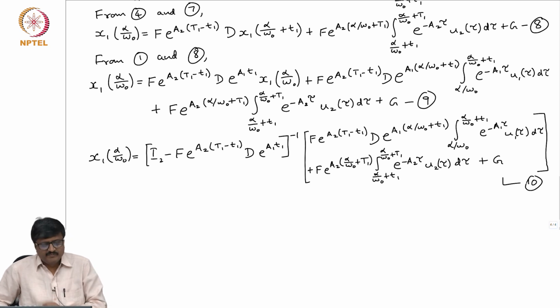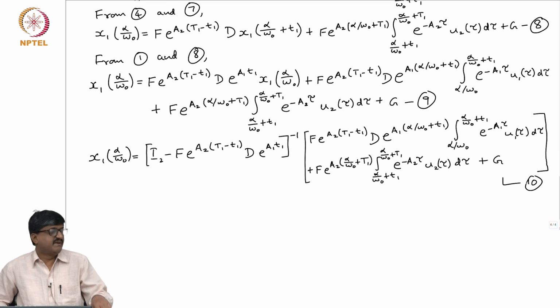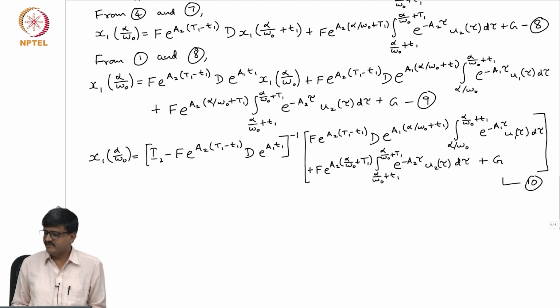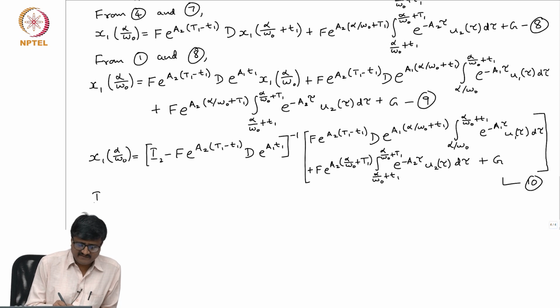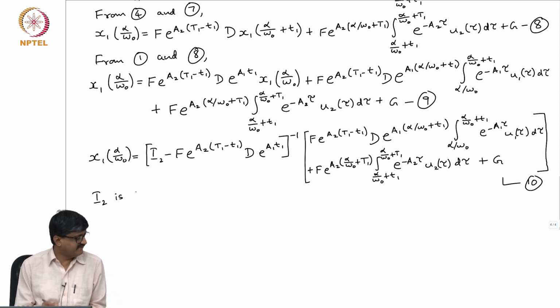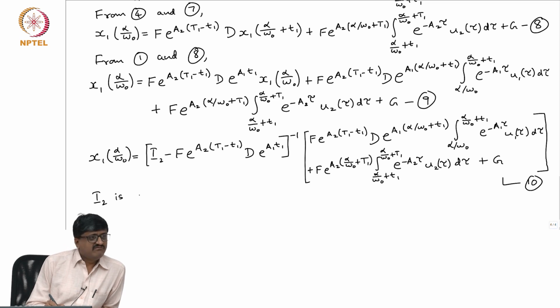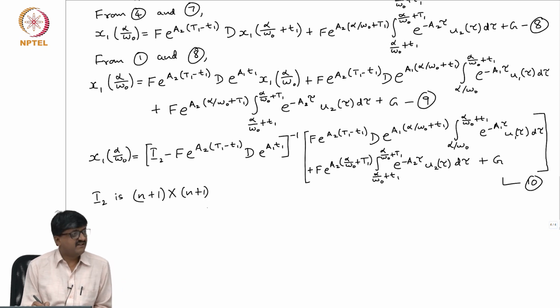I will just do one more step and then see why we do all these manipulations. By this time, if you are able to guess, very good, otherwise let us discuss. Now, we have used an identity matrix I2. What is the size? I1 was an n cross n identity matrix. What is the size of I2? It is n plus 1 cross n plus 1. How are we getting this? From equation 10. The left hand side has n plus 1 elements, x1.